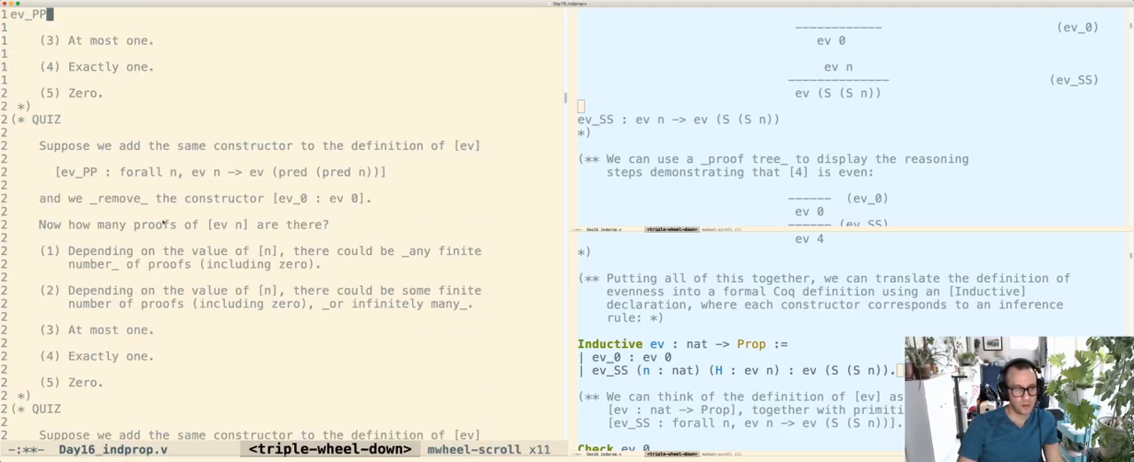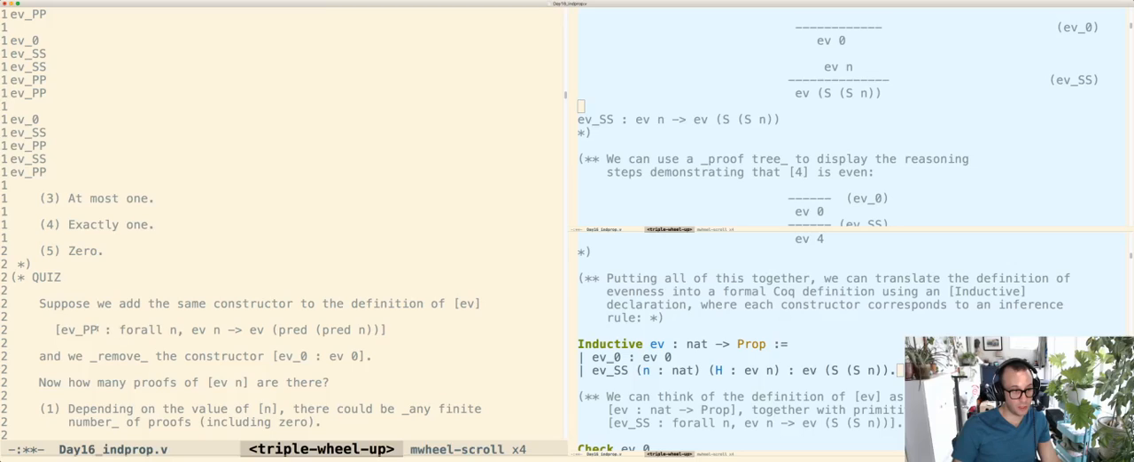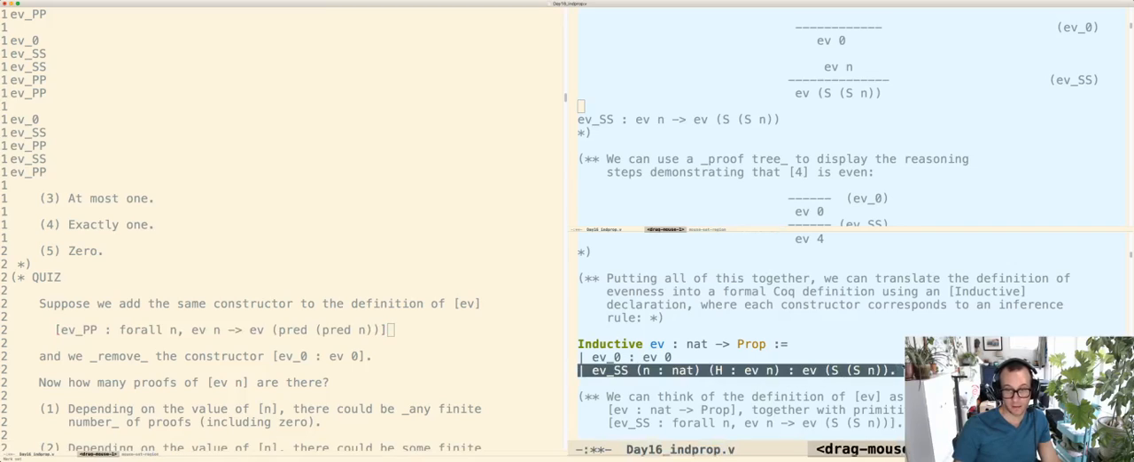Okay, two more. Suppose we add EVPP, and then we removed EV0. Now how many proofs of EVN are there? This is, I think, a very tricky one. So at this point, we would really only have two constructors for proving things, two forms of evidence. We'd have EVPP, and we would have EVSS. And that would be it, right? Those would be the only parts that we would have.